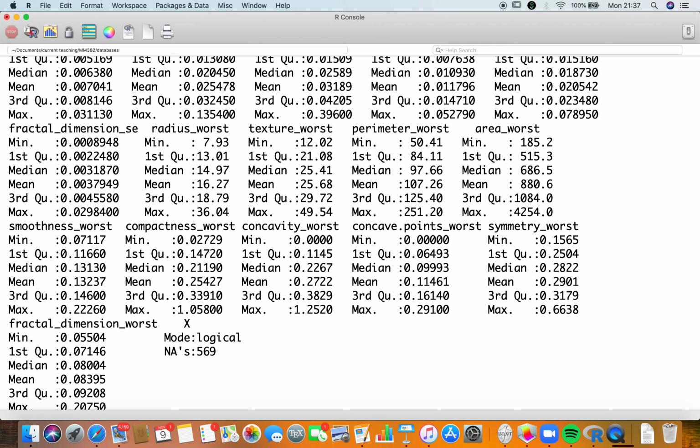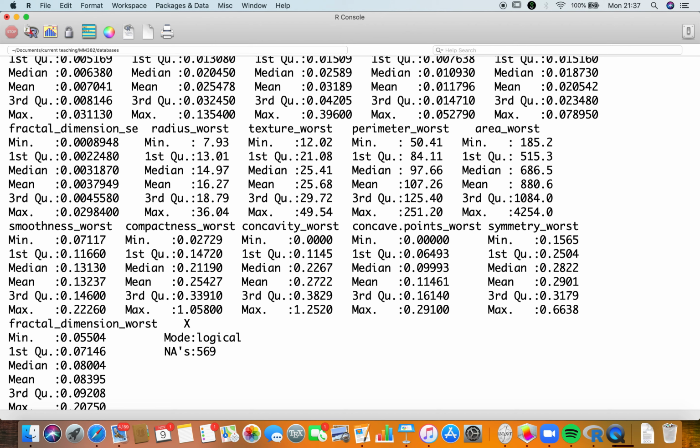Okay, the first quartile is the value below which 25% of the data values lie, and the third quartile is the value above which 25% of the data values lie. Okay, the median is the middle number, the mean is the mean. You add up all the values in the column and you divide by the number of values in the column.